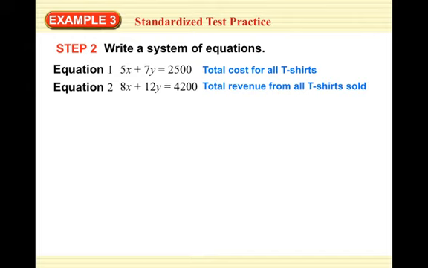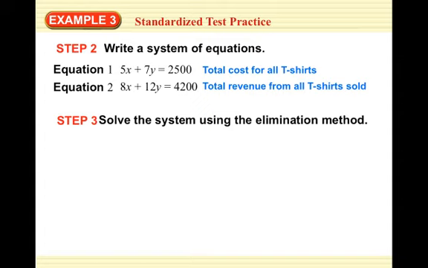All right, so we want our system of equations, and we want to figure out how many short sleeve shirts are going to be sold. We're not asked for how many long sleeve shirts, but we'll probably figure that out along the way. All right, so we've got our two equations: 5X plus 7Y equals 2,500. 8X plus 12Y equals 4,200. So we're going to solve using the elimination method.